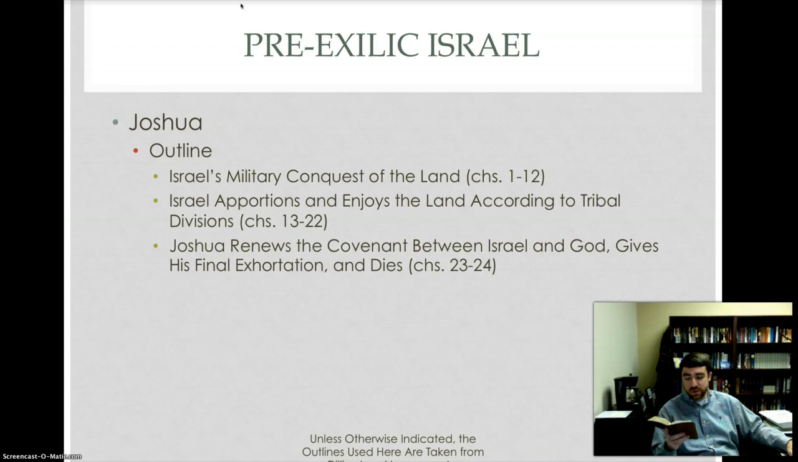forsake the Lord to serve other gods. For it is the Lord our God who brought us and our fathers up from the land of Egypt, out of the house of slavery, and who did those great signs in our sight, and preserved us in all the way that we went, and among all the peoples through whom we passed. And the Lord drove out before us all the peoples, the Amorites who lived in the land. Therefore we also will serve the Lord, for he is our God."